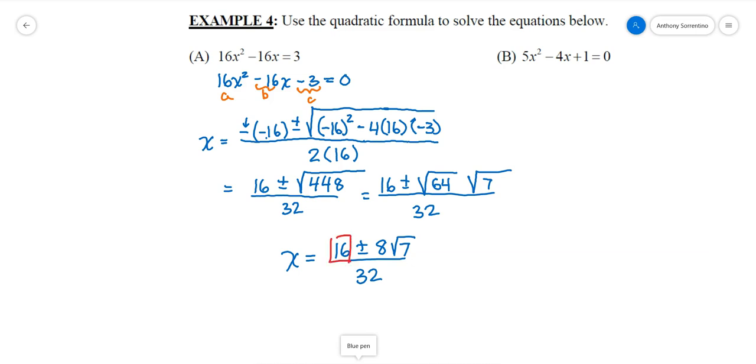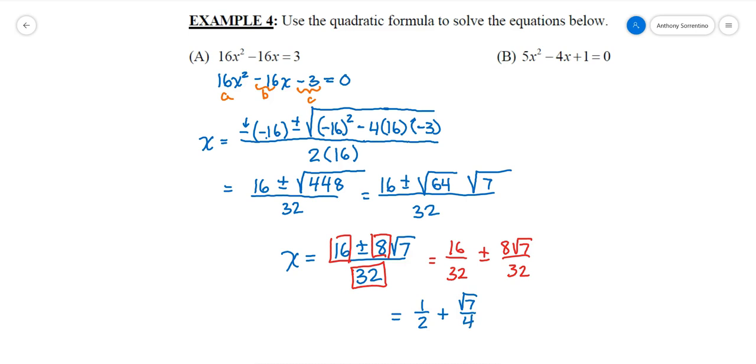16, this 8 in front of the square root of 7, and 32 are all divisible by 8. And if I divide each one of those by 8, I'm carrying through the distribution properly, or I could just think of it as saying, do an extra step and say I'm going to have 16 over 32 plus or minus 8 square root of 7 over 32, which is going to give me a 1/2 plus or minus the square root of 7 over 4.